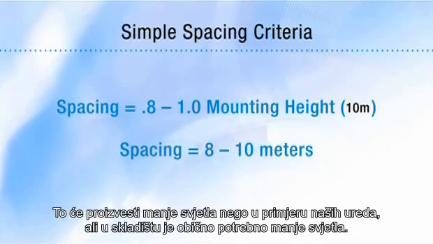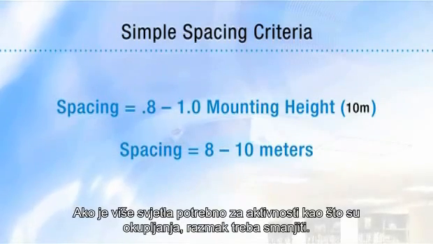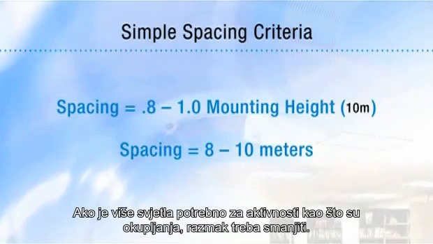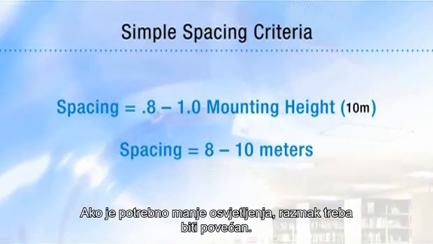This will produce less light than our office example, but typically less light is required in a warehouse. If more light is required for activities such as assembly, spacing should be reduced. If less light is required, spacing can be increased.